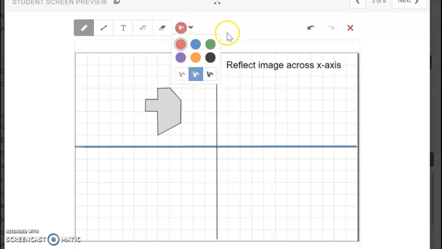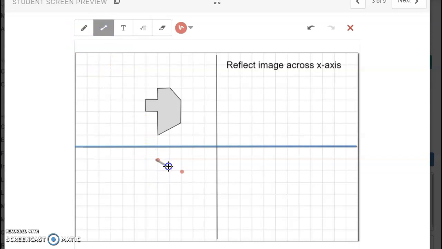Okay, so I can start by drawing some points. Let me use red. What is the corresponding point to this vertex? It is 1 unit away from the line of reflection, so I can put a point right there. What about this vertex? It is perpendicularly 2 units away, so I can put it right there. Then I can draw a line across like so. So I have just reflected this section.